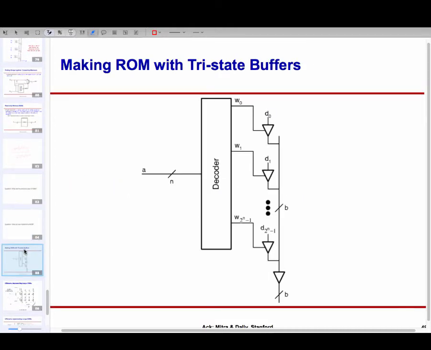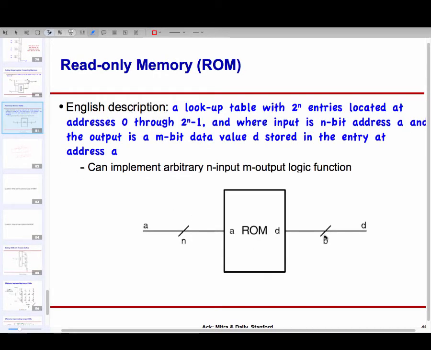I talked about how I can implement literally any combinational function. If I give you an n-input, b-output ROM, then it has 2^n slots in it. So it's basically capable of implementing a truth table with 2^n rows. And in each slot, I have b bits of output. So I'm implementing a function which has a b-bit output.